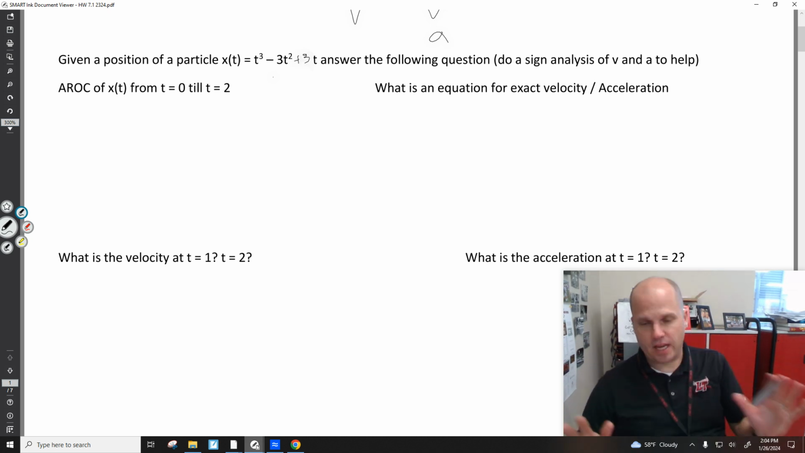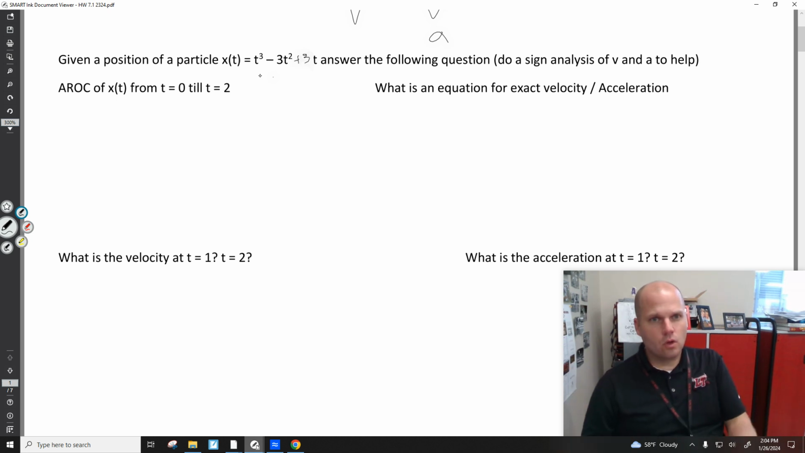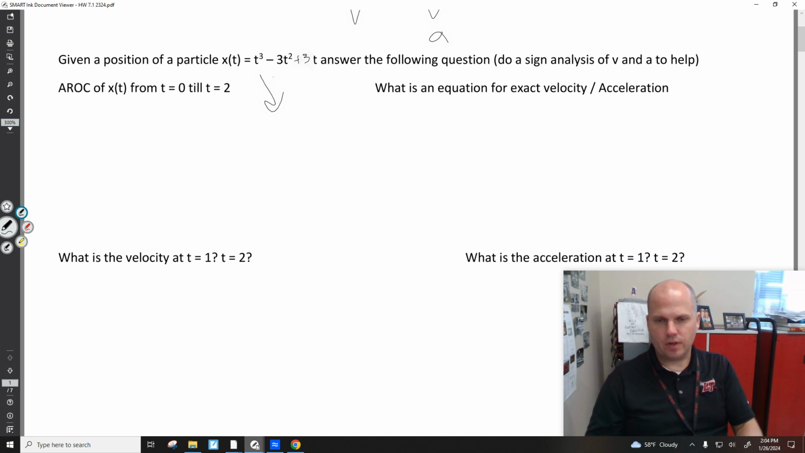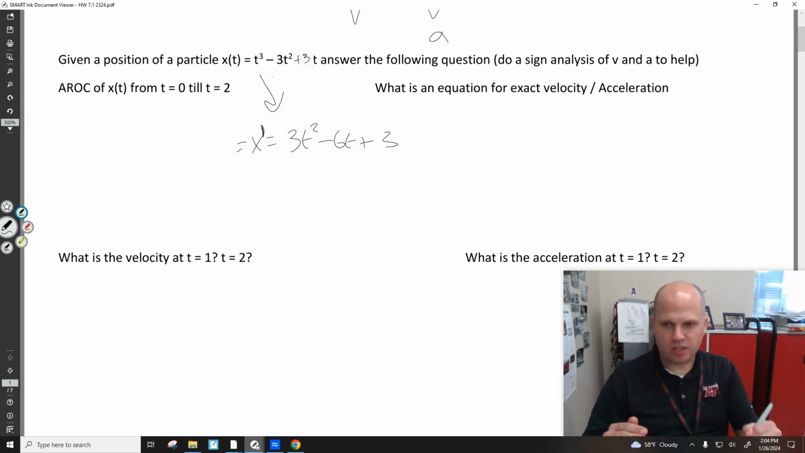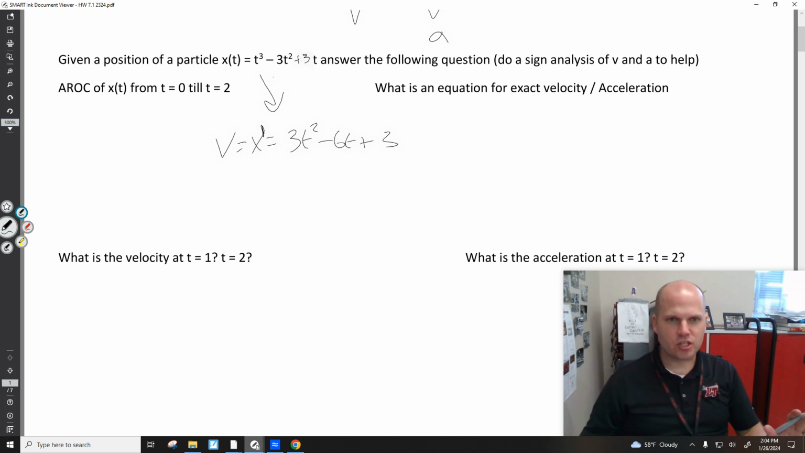Honestly, before we go into anything, let's just make sure we understand what's going on. Guys, the derivative. That'll work. The rate of change of position is velocity. We just found an equation for velocity. Not worrying about any questions, just understanding what's going on.